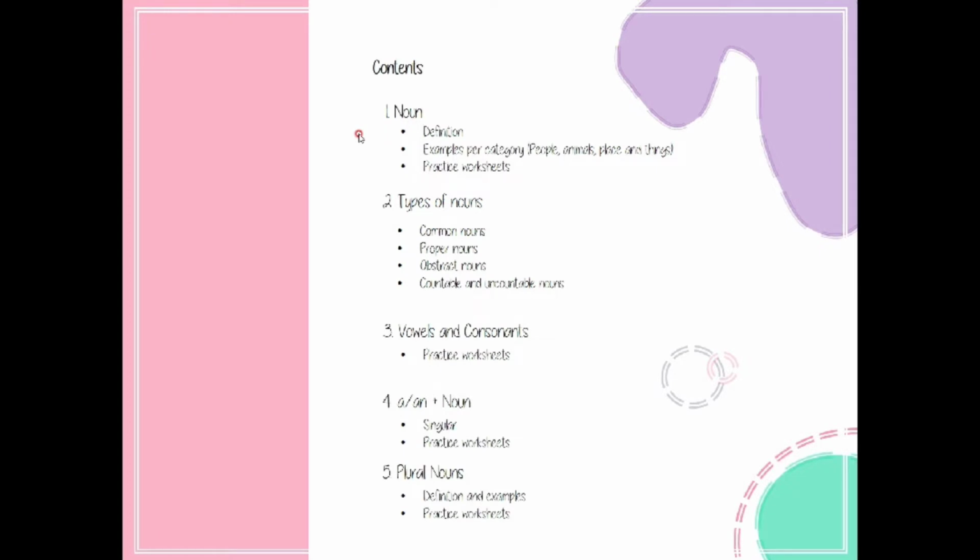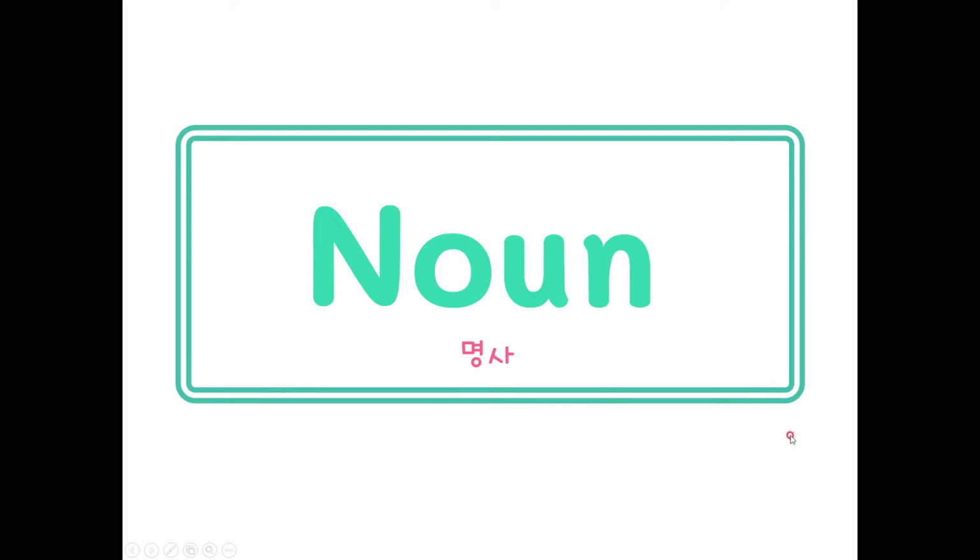In this edition, I mapped out the contents this way, starting off with introducing nouns, types of nouns, vowels and consonants, then proceeding to introducing am plus noun, and finally covering the plural nouns. So this is how it looks like. This is the first page.